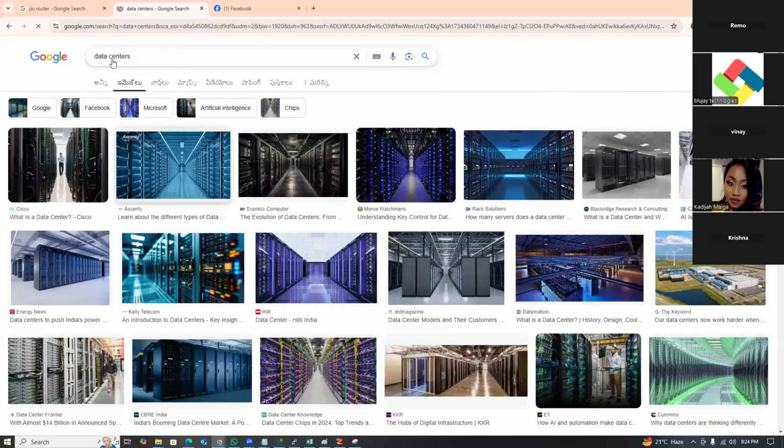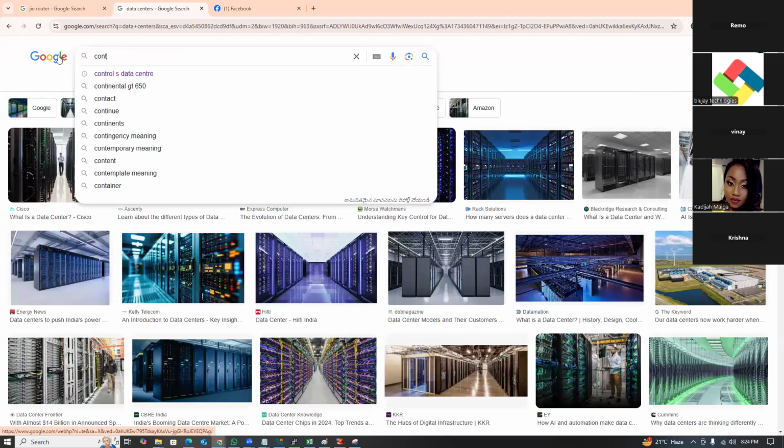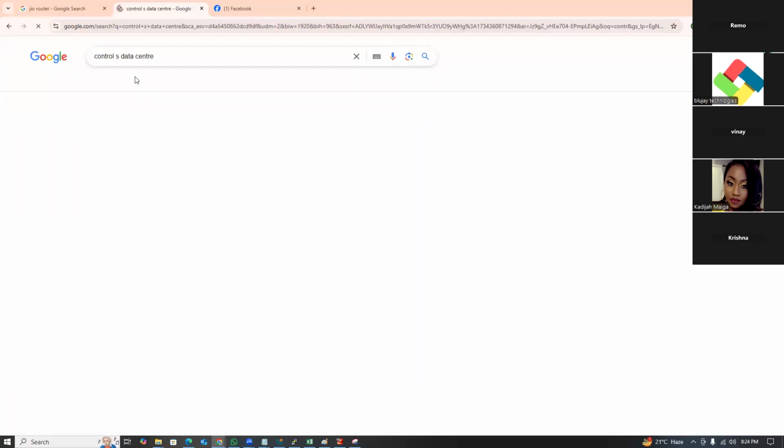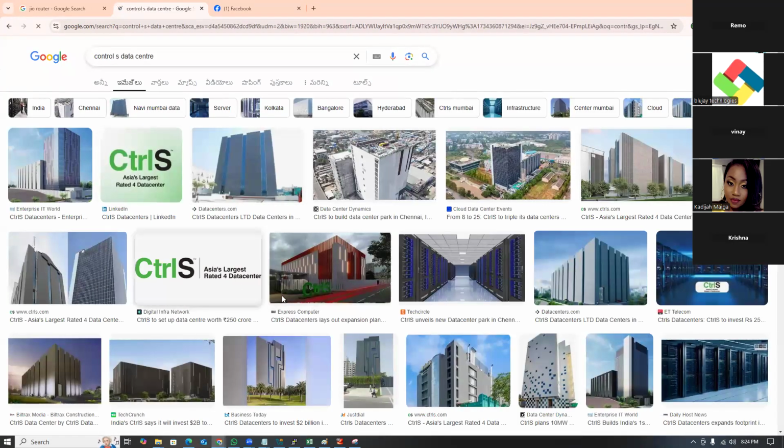So what are data centers? Something like in Hyderabad, Control S. What is this? Control S data center. You see, this is the Control S data center. So what are they providing? They are providing the rental space.